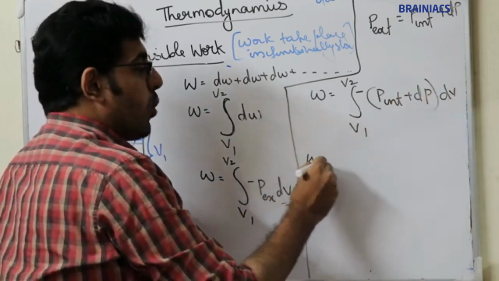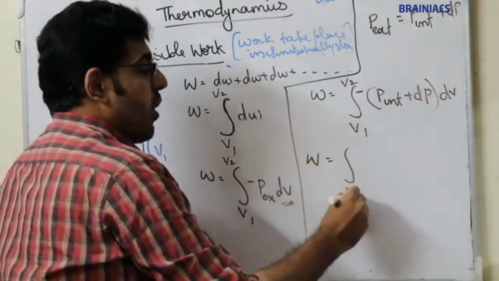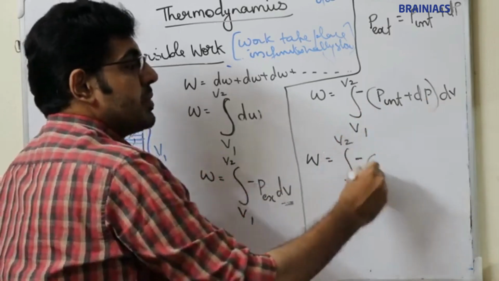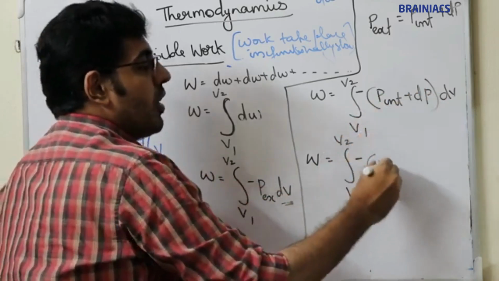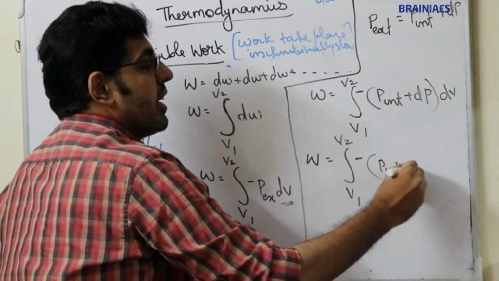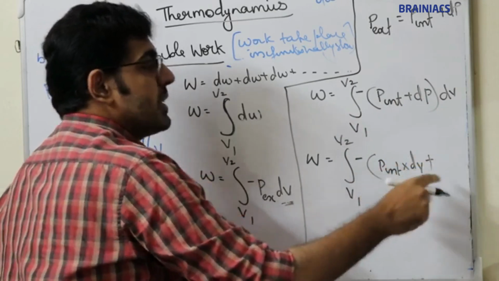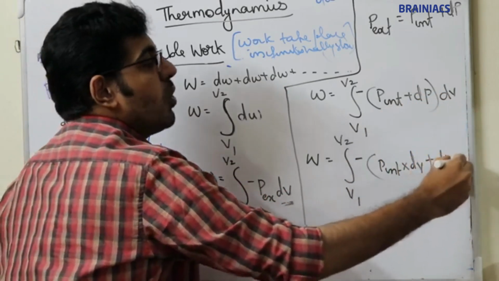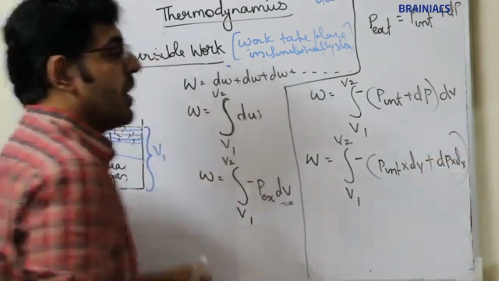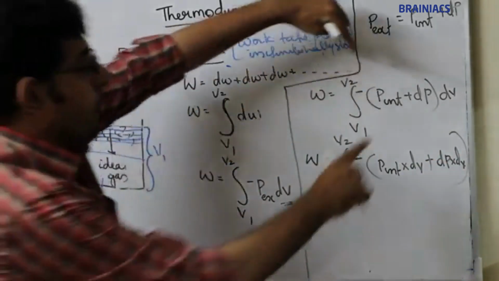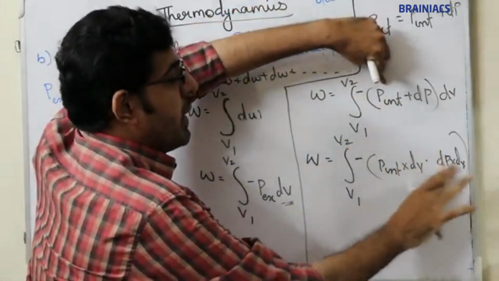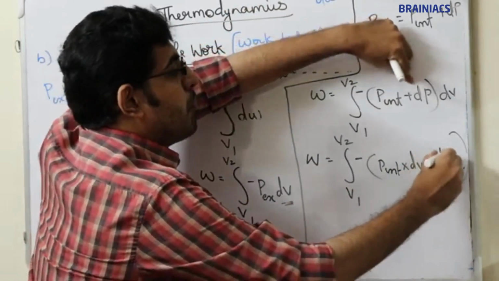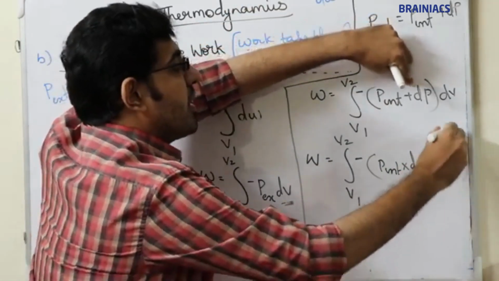So W is equal to integration of V1 to V2 minus P internal into dV plus P internal into dV plus dP into dV. Right?